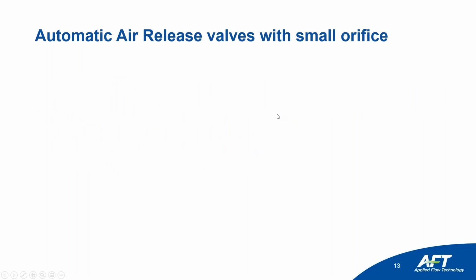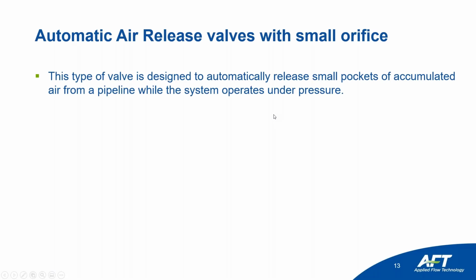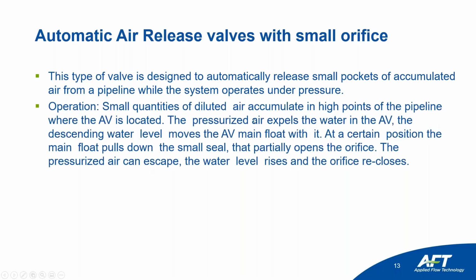Let's see the first type, automatic air release valves with small orifice. This type of valve is designed to automatically release small pockets of accumulated air from a pipeline while the system operates under pressure. How does it operate? Small quantities of air accumulate in high points of the pipeline where the air valve is located. The pressurized air valve expels the water in the air valve, and the descending water level moves the air valve main float with it. At a certain position, the main float pulls down the small seal that partially opens the orifice. The pressurized air can escape, and the water level rises again, reclosing the orifice.